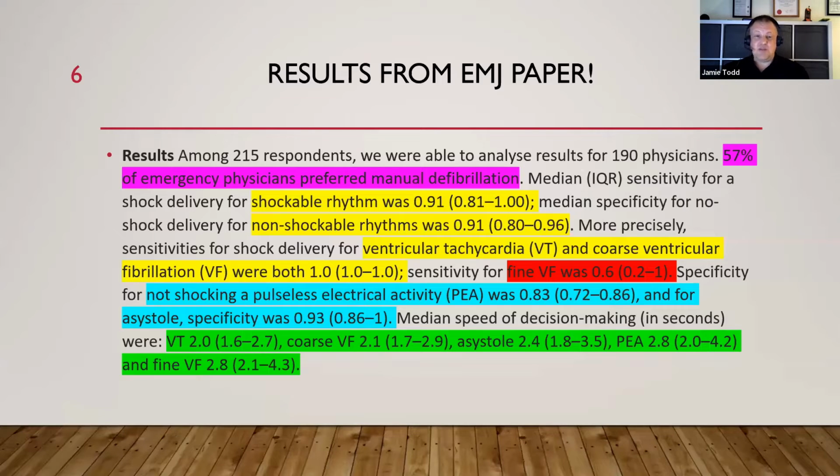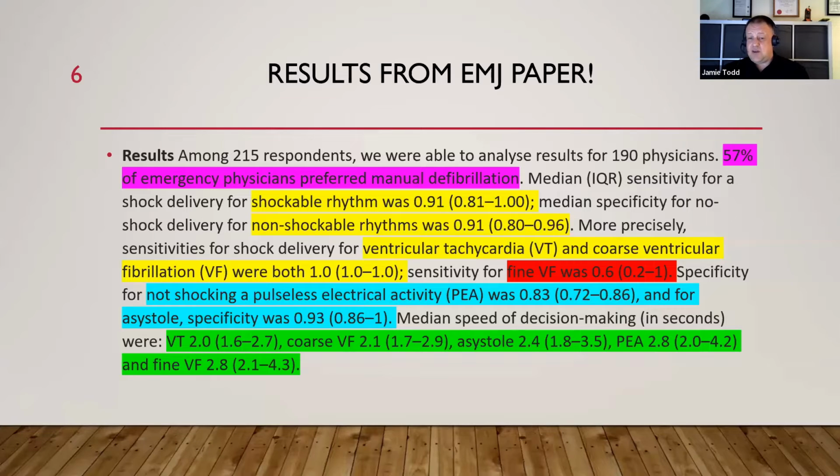In their study, they also asked if they preferred manual defibrillation, and 57% said yes, which isn't as high as I thought it would probably be. So that's interesting in itself, that many people decided that an automated device may be of benefit to them. Their sensitivity for shockable rhythm was about 0.91 and non-shockable about 0.91. But for the VT and coarse VF, they're both 1, so they got those right 100% of the time, but got some of the others wrong. And fine VF was only 0.6, so lower than the score that we got from our small poll.